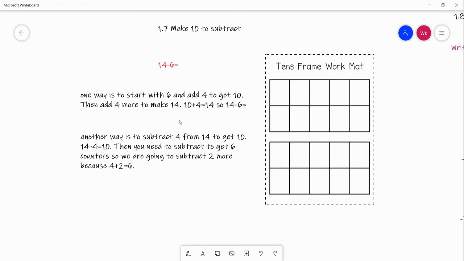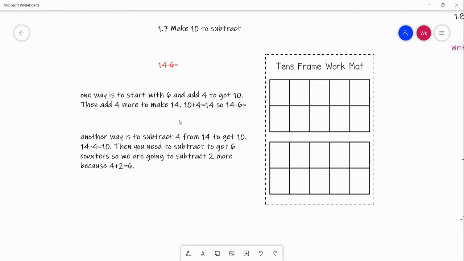Hello, we are going to go over lesson 1-7 today, make 10 to subtract. So in our previous lesson, 1-3, we made 10 to add. So now we are going to make 10 to subtract.